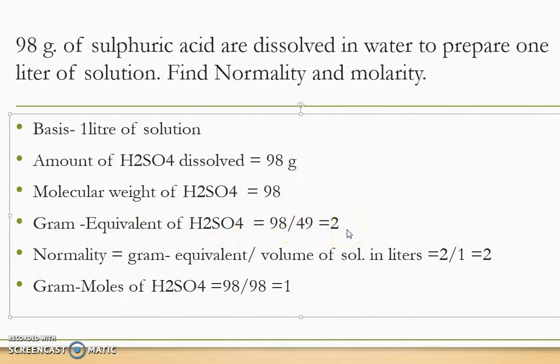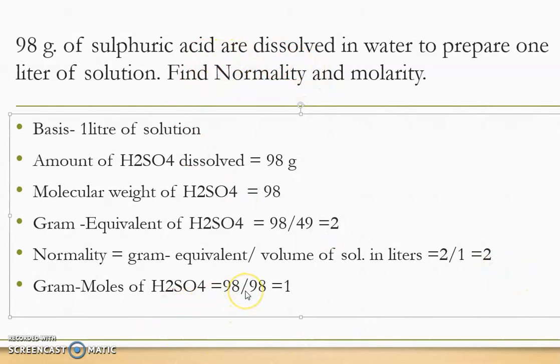It will be 2. We know the formula of normality: gram equivalent upon volume of solution in liters. So the gram equivalent is 2, and the volume of solution we know is 1. So 2 by 1 is equal to 2 for the gram equivalents of H2SO4. Now this answer is for normality. So we have found the first term required: normality is 2.